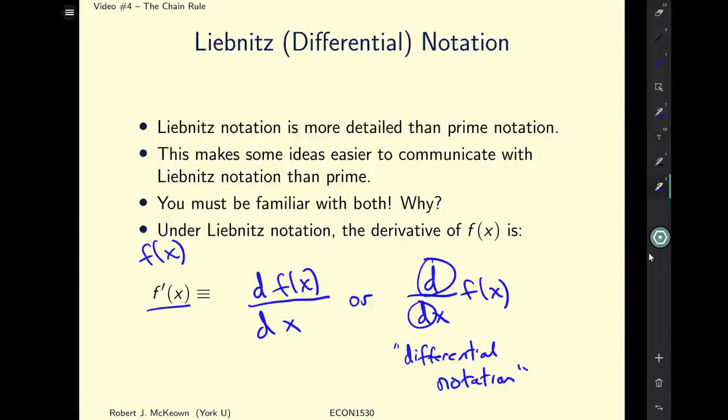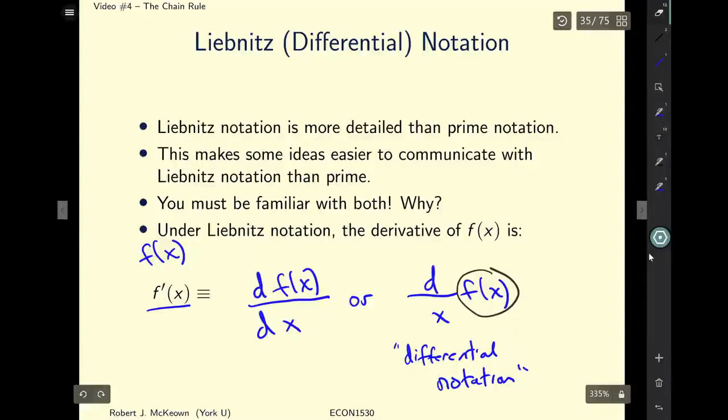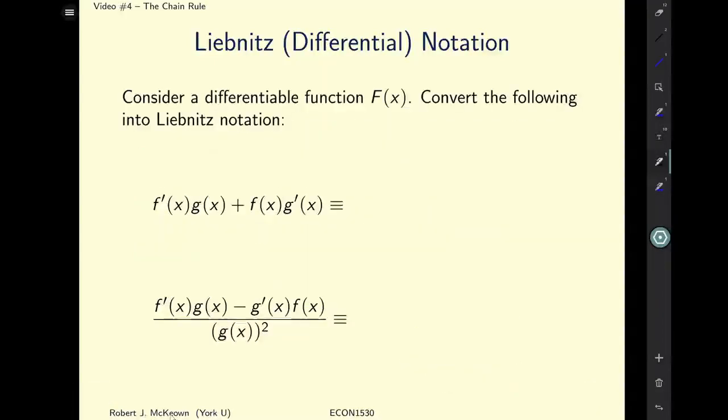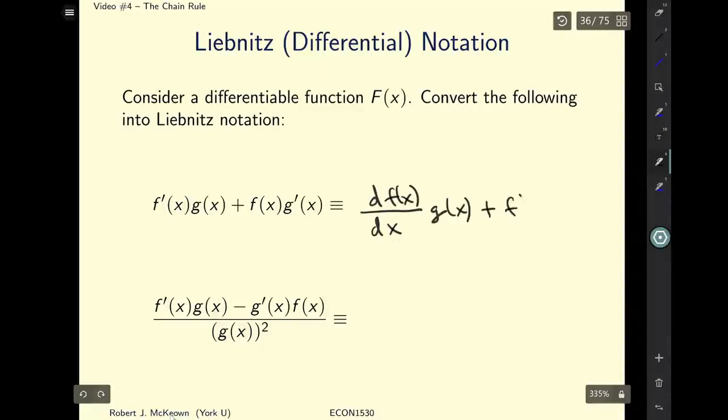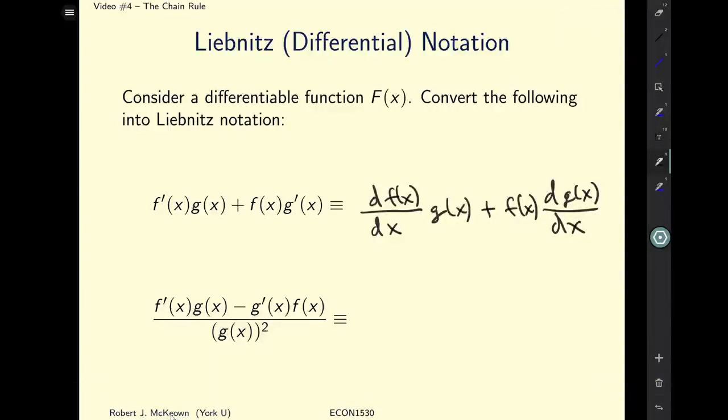Right. I'm taking the derivative of the function f of x with respect to x. So how would I write these two derivative rules, the product rule and the quotient rule, using Leibniz notation? Well, what I could do is write d f of x over dx. Remember, there's no primes in Leibniz notation. Multiply this whole thing by g of x, add f of x multiplied by d g of x over d of x. And there's my product rule in Leibniz notation.